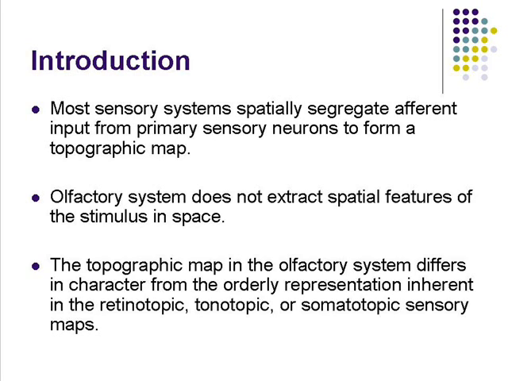The topographic map revealed in the olfactory system differs in quality from the orderly representation inherent in the retinotopic, tonotopic, or somatotopic sensory maps. The olfactory system does not maintain an orderly representation of the receptor cells in the periphery. Olfactory neurons differ from one another by nature of the receptor that they possess, not by their location on a receptor sheet.